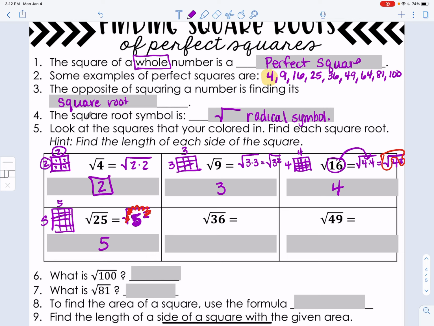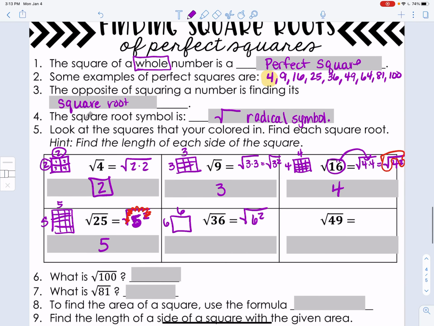36 came from your square that came from 6 times 6. So the 36 is 6 squared. Well, those are inverses, so the square root is getting rid of the squaring of the 6, and you're left with just 6. The 49 came from your box that was 7 times 7, so that means this is 7 squared. These two things undo each other. Squaring and taking the square root is inverse, they're opposites, so you're left with 7.